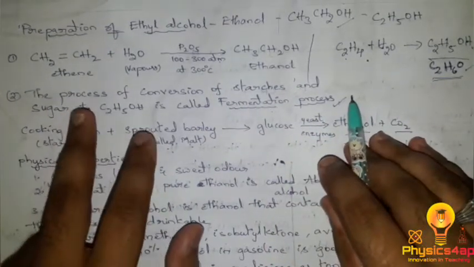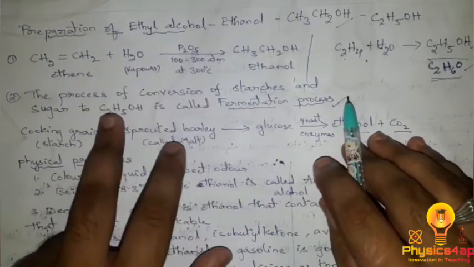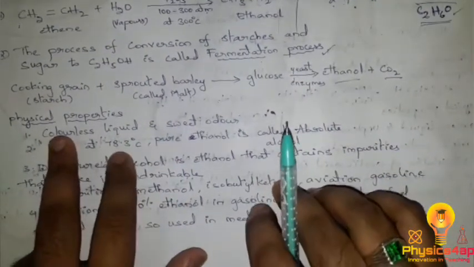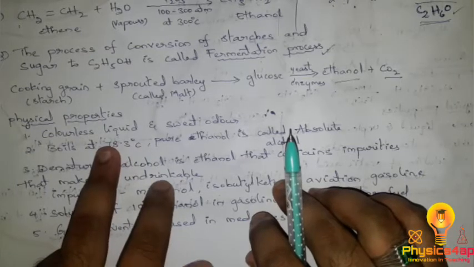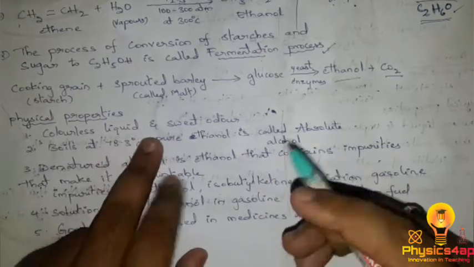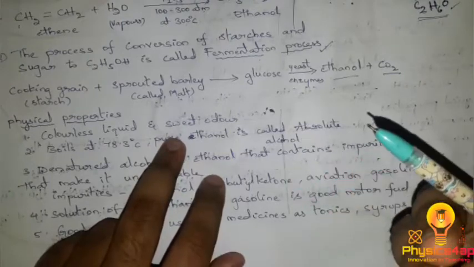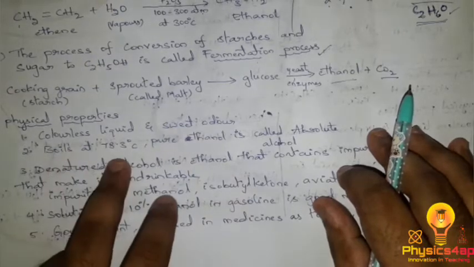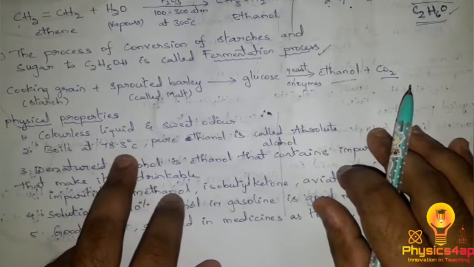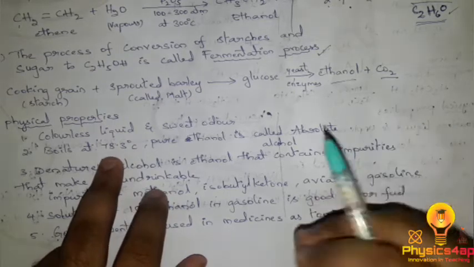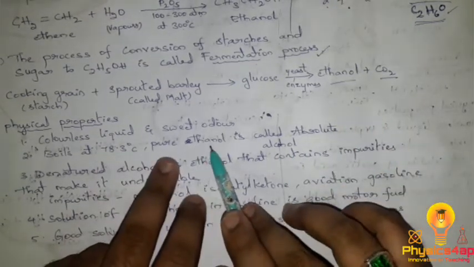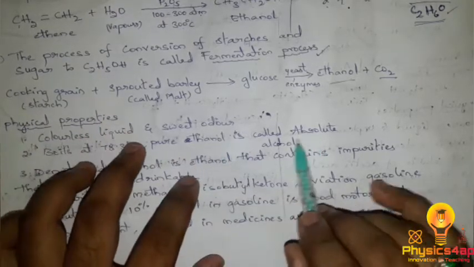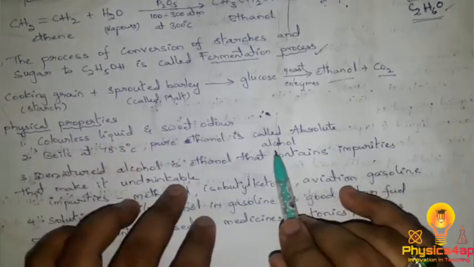So there are two processes to prepare alcohol. One is the chemical process and one is the natural process. And let us see the physical properties over here. The physical properties of ethyl alcohol: it is a colorless liquid with a sweet odor, that is, a sweet smell. It boils at 78.3 degrees centigrade, that means at this temperature it gets evaporated. The pure ethanol or pure alcohol is also called absolute alcohol.